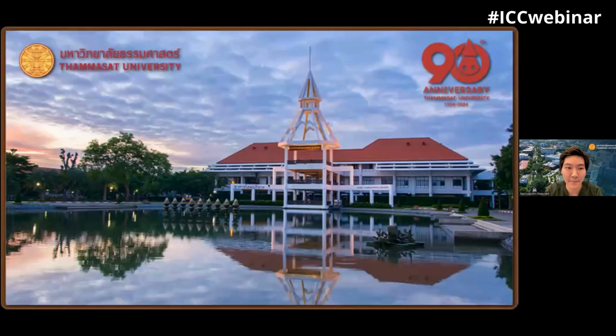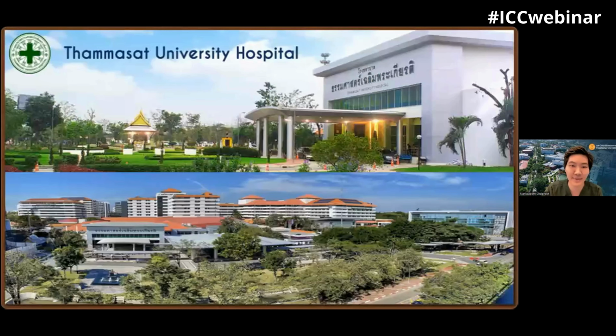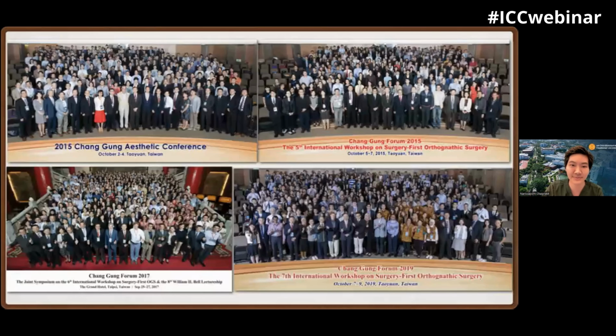Here is my university, Chaiprakit University Langsit Center. The university is located approximately a one-hour drive from the airport, and we are celebrating our 90th anniversary. I also serve as an oral and maxillofacial surgeon at Chaiprakit University Hospital. This is a picture of my hospital.